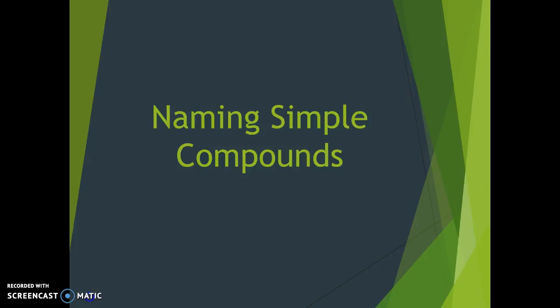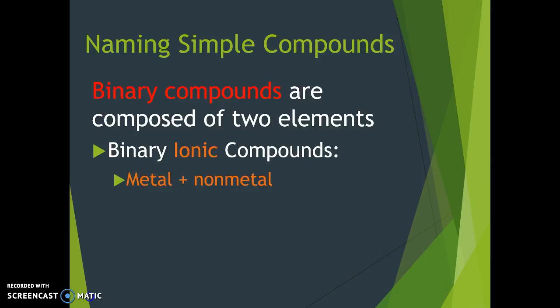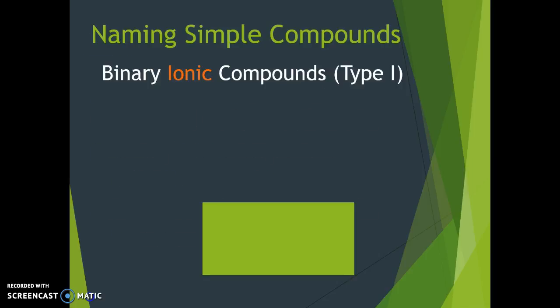This screencast will review naming and formula writing of chemical compounds. The prefix bi means two, and binary compounds contain two different elements. Ionic compounds are a metal bonded to a nonmetal, and covalent compounds consist of two or more nonmetals.